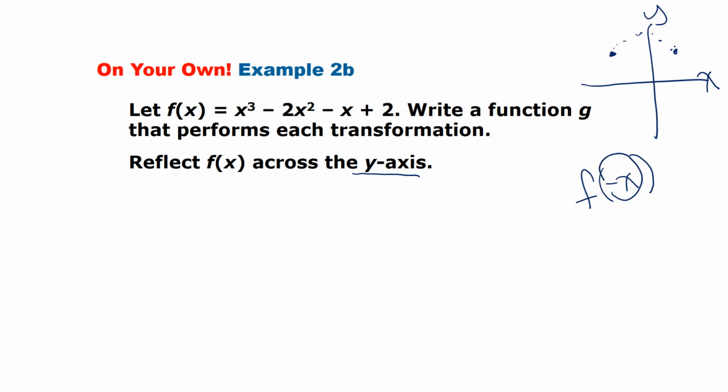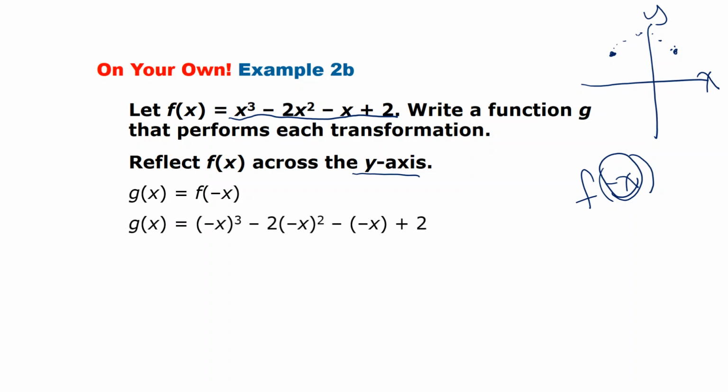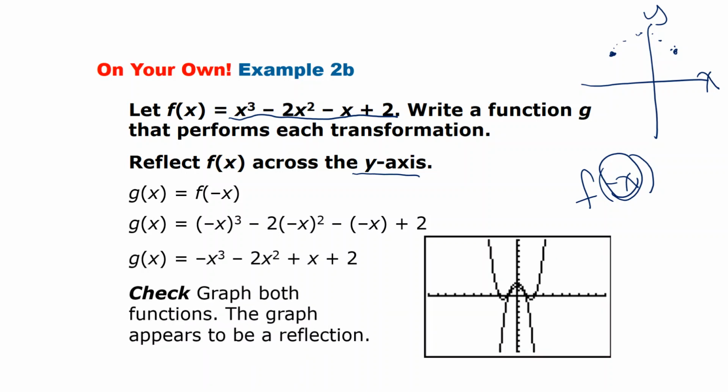Now everywhere I see an x in my original equation, I have to change it out for negative x. So my g of x is going to equal f of negative x. Everywhere I see a regular x, I replace it with negative x. Once I do that and multiply it all out, there's what you get. Next you want to put it in your graph and take a look at what happened. The first one started out and we reflected our first graph this way, and then the second graph reflects across the y. So there you have it.